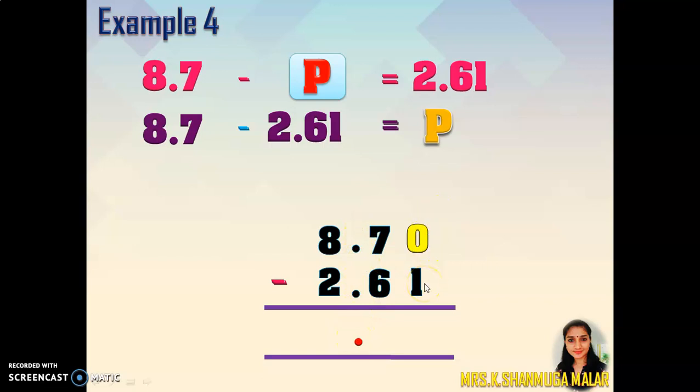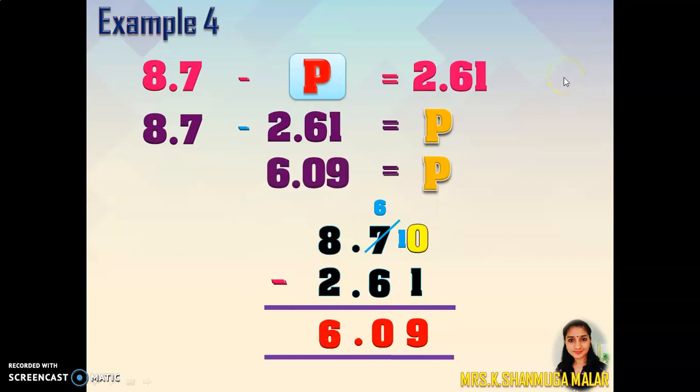0 minus 1, we can't, so we must borrow. 10 minus 1 is 9. 6 minus 6, we get 0. And 8 minus 2, we get 6. So the answer is 6.09. Do you understand, students?